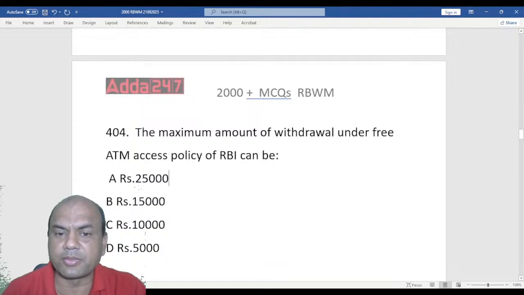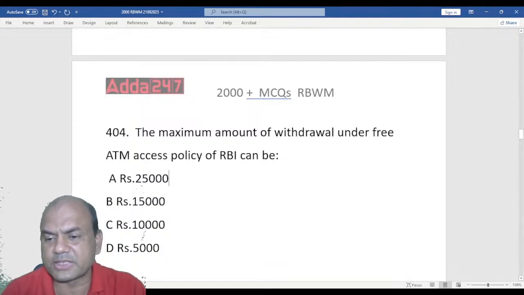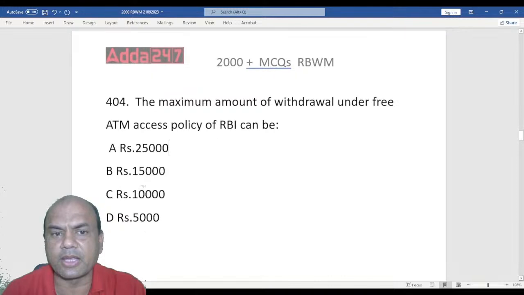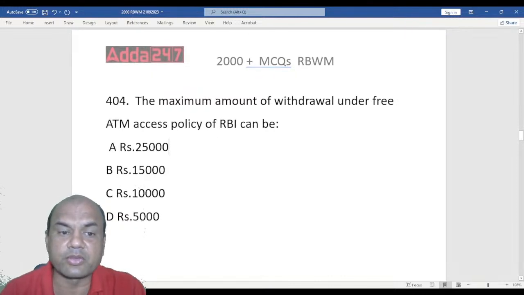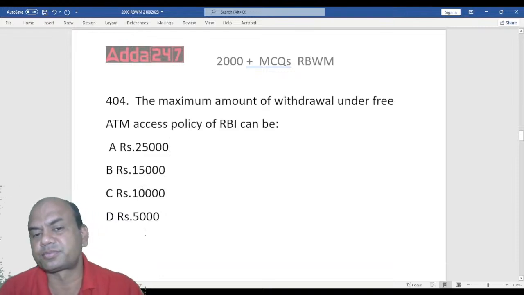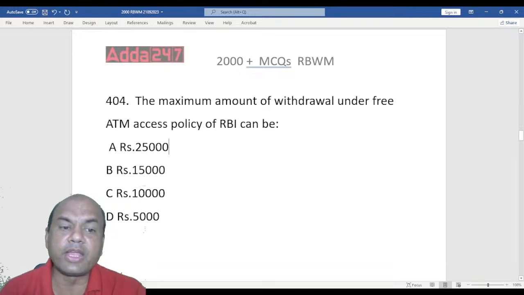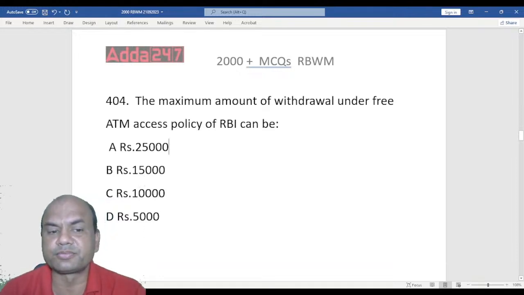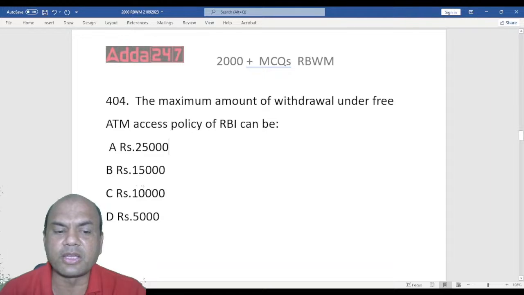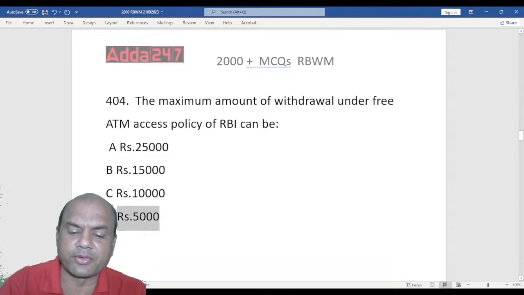The maximum amount of withdrawal under the free ATM access policy of RBI can be what? 25,000, 15,000, 10,000, 5,000. Free ATM access policy. So it can be what? Let me change this answer. None of the above.